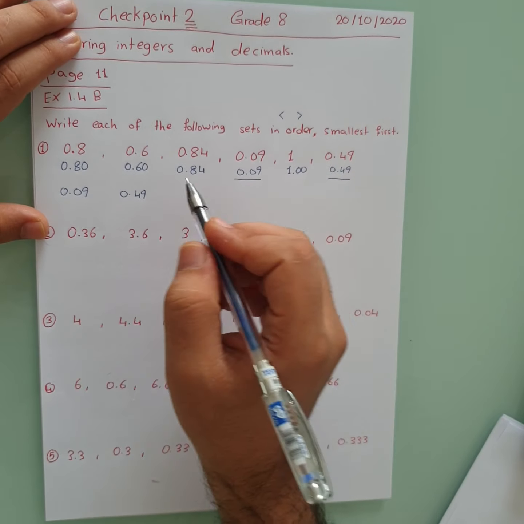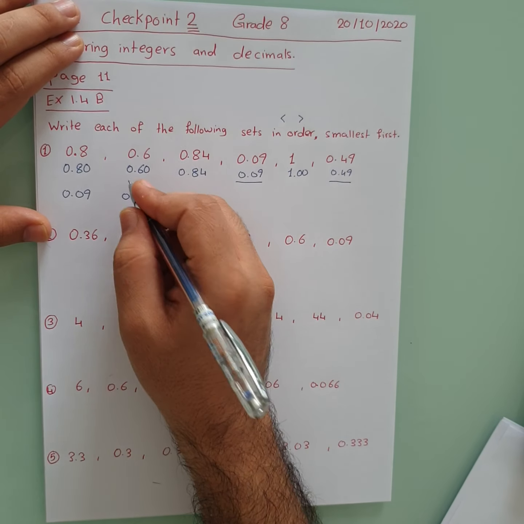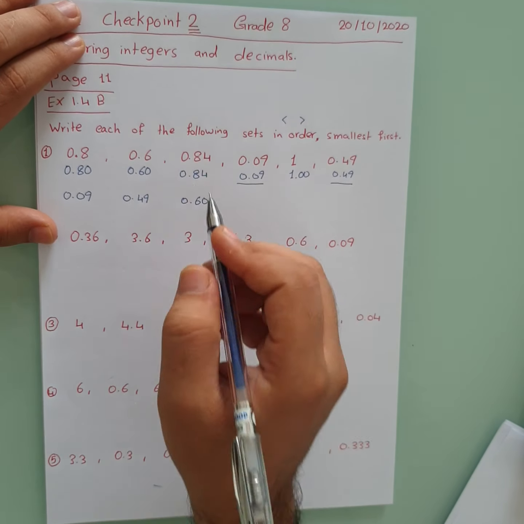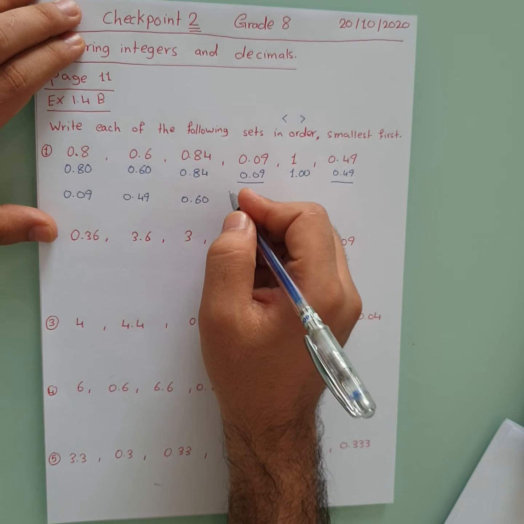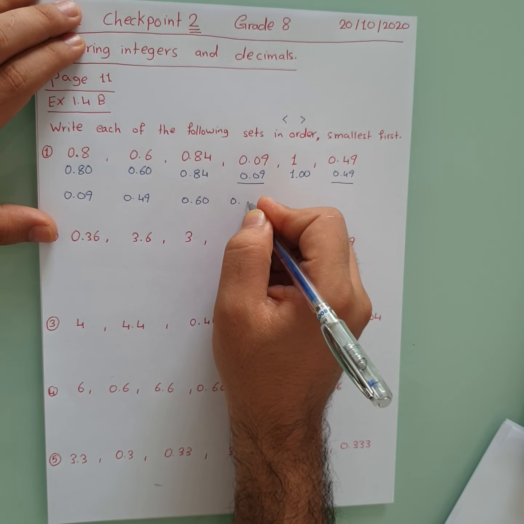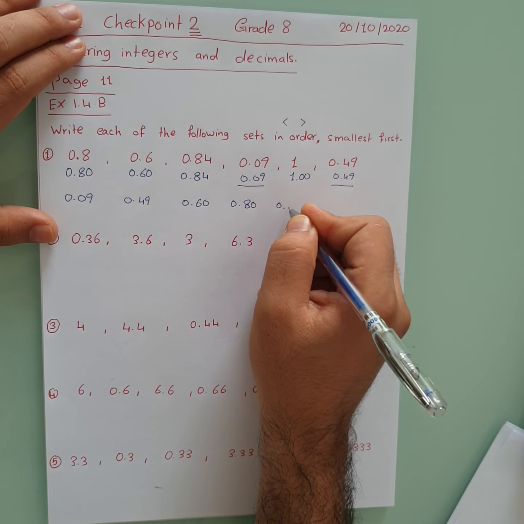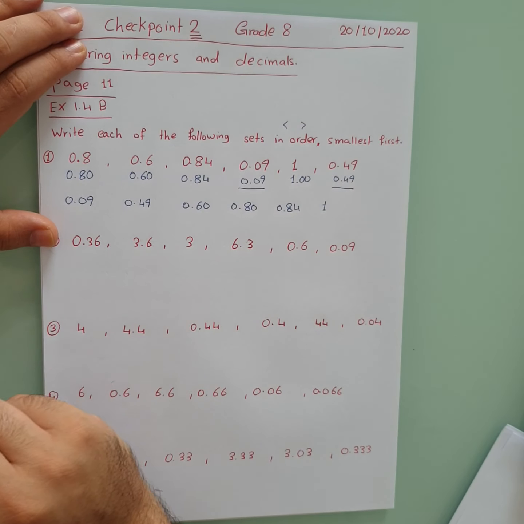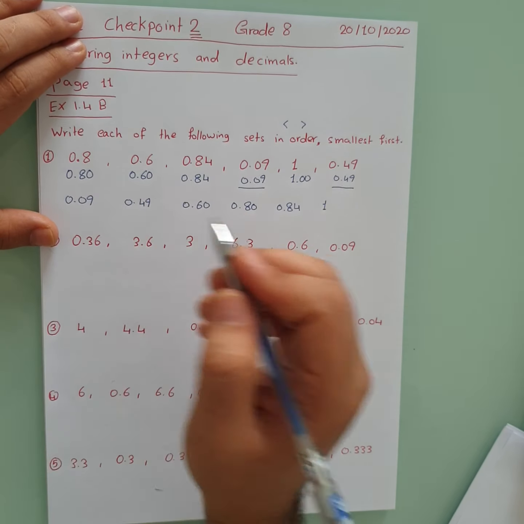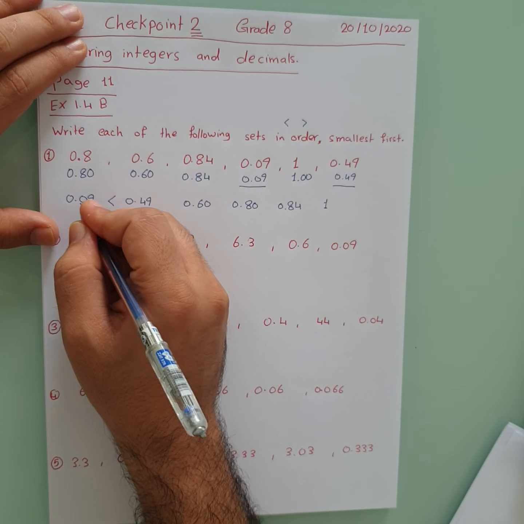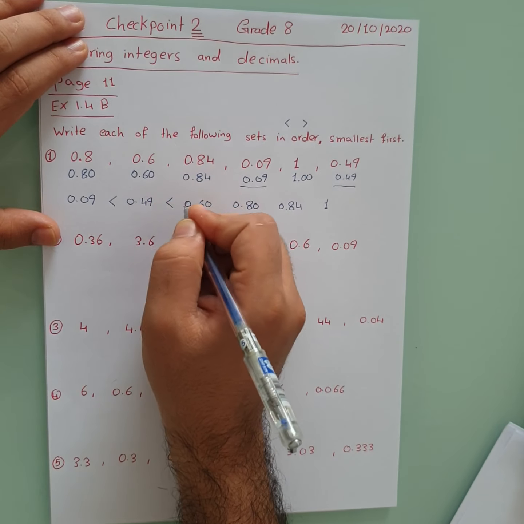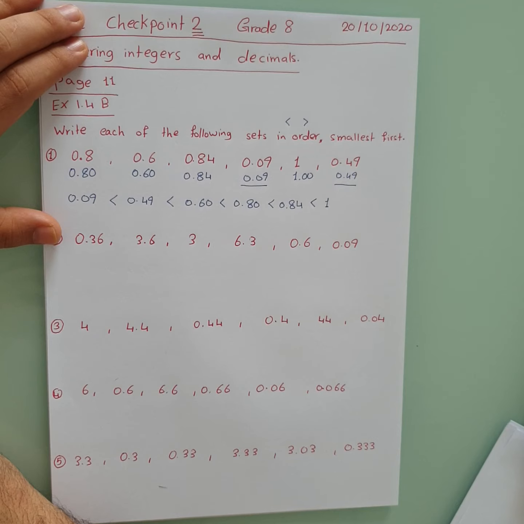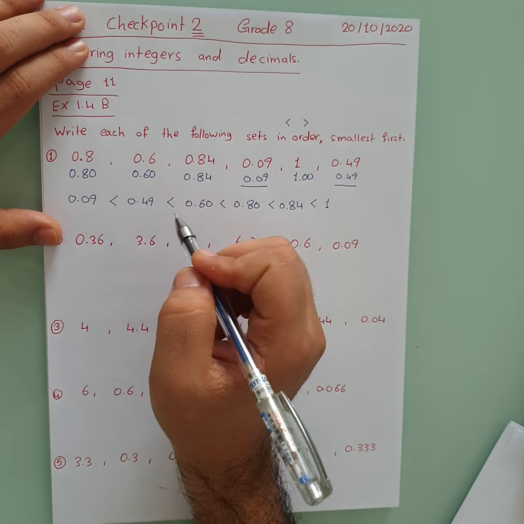All right, now I have 84, 60, or 80. For sure it is 0.60, and then 80 is lower than 84, so it's going to be 0.80, and then 0.84, and the last one we have here is 1. To put the sign, it is always like this: this number is smaller than this number is smaller than this number, and the same goes for all.